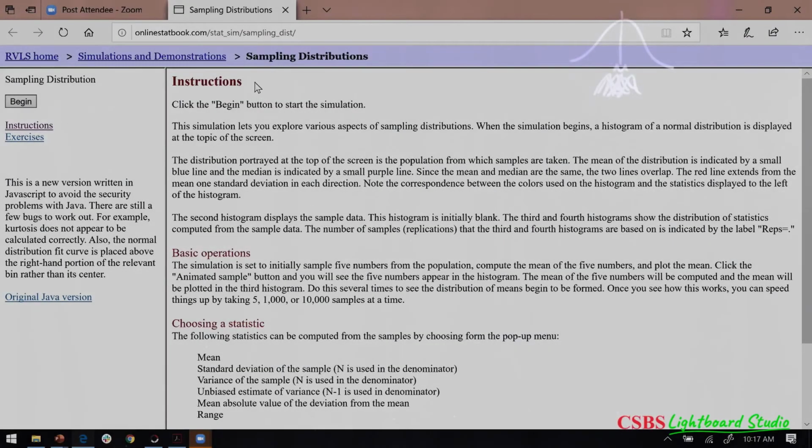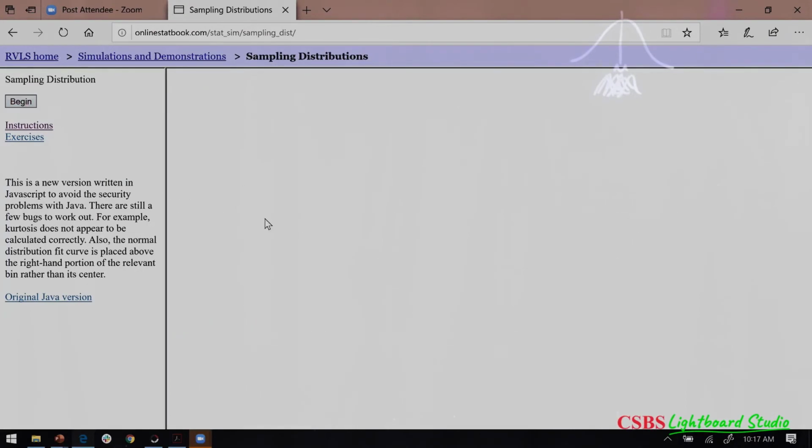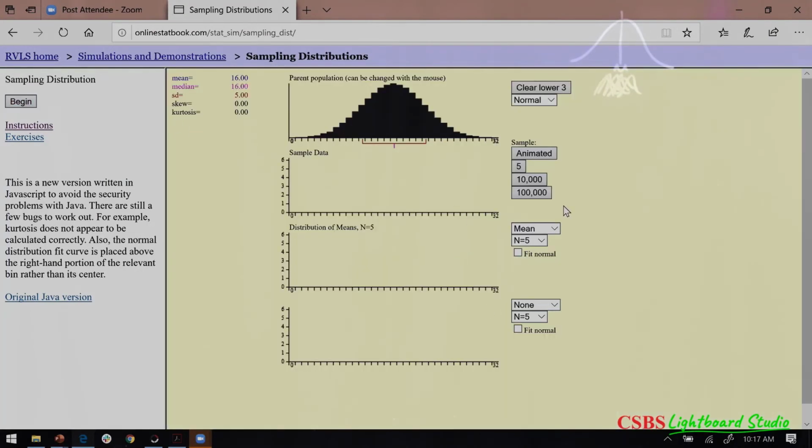You come to this page, and it gives you some instructions. It says just click on begin, and you're given this. So this is an interesting breakdown where it shows you a population, and the population is normally distributed. This first one's the parent population. If I were to take a sample from here, in this case the sample size is set to 5. In this window here, it's going to show you the individual sample data, and then it's going to calculate a mean for those samples.